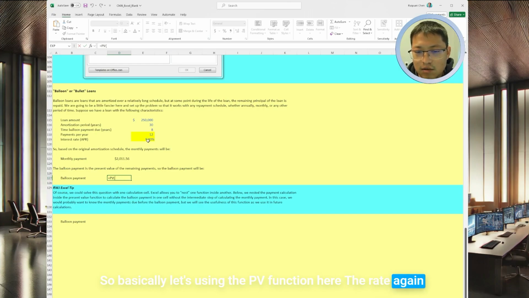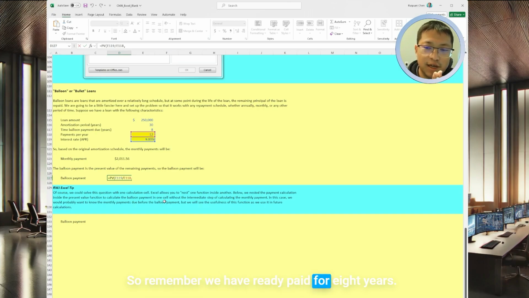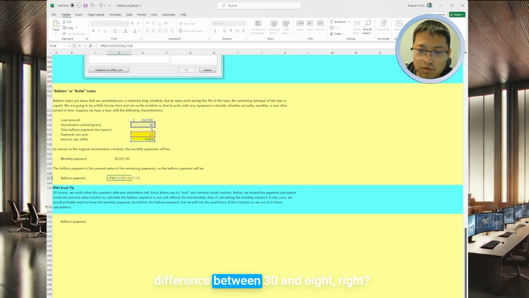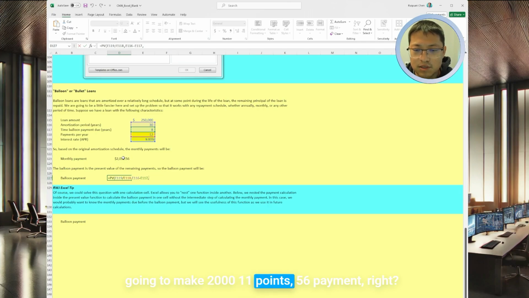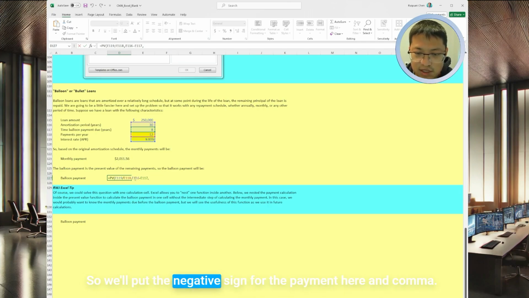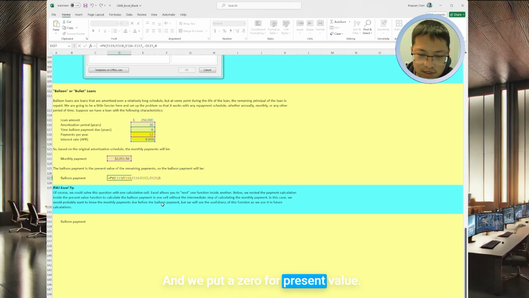The rate, again, will be 9 divided by 12. Number of time periods, right? So remember, we have already paid for 8 years. The loan is for 30 years, right? So the number of periods will be the difference between 30 and 8. And the payment itself, we are going to make $2,011.56 payment, right? So we put the negative sign for the payment here, comma, and we put a 0 for present value. That can give us the present value for the balloon payment, the remaining payment, right?